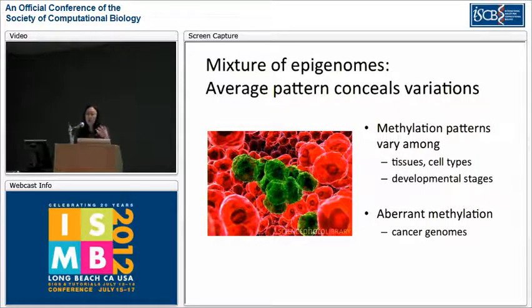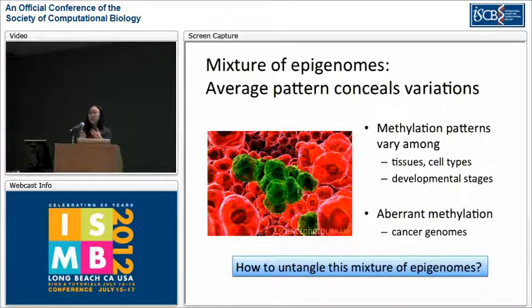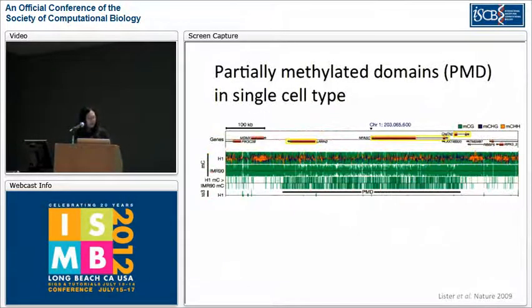But oftentimes, the cancer cells and the normal cells are mixed together, particularly in the early stage of cancers. So in order to make use of the DNA methylation of the cancer cells in this kind of situation, first we need to untangle the mixture of these epigenomes. Another scenario is that sometimes you do sequence a single cell type.